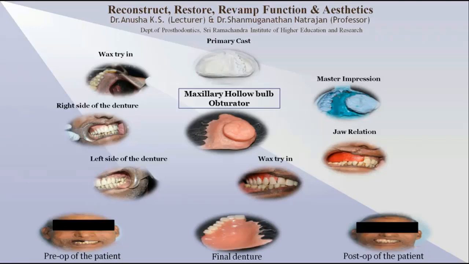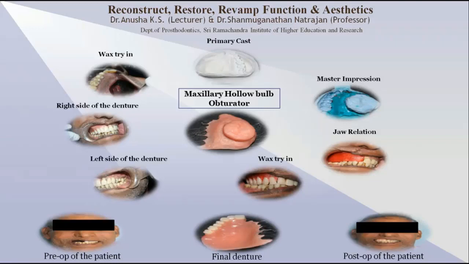An interim obturator was given to the patient for the tissues to heal and for scar tissue to form in the area of the lesion. The patient was called intermittently for a period of 6 months, and the extent of healing as well as the scar tissue formation was examined. After 6 months, the patient was called for a definitive obturator. The patient opted for a definitive acrylic maxillary hollow bulb obturator.